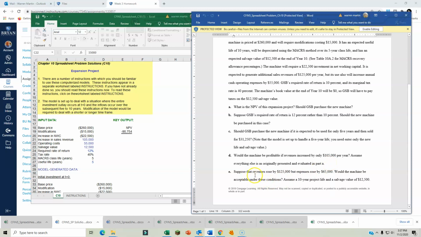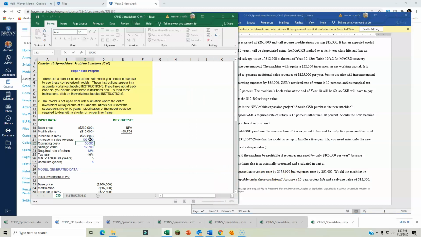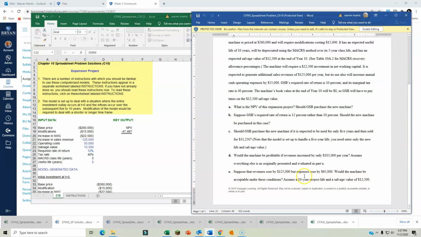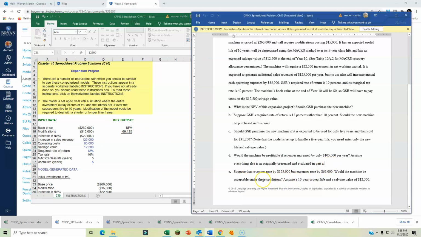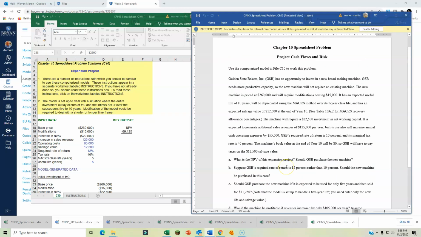And then the last one here, the revenues went back up to 125. So let's plug that back in there. But expenses rose by 65 instead of the 55. Okay, and see what it did to the number? That negative 69. So again, you would answer no, it would not be profitable. So that's how we do this one.